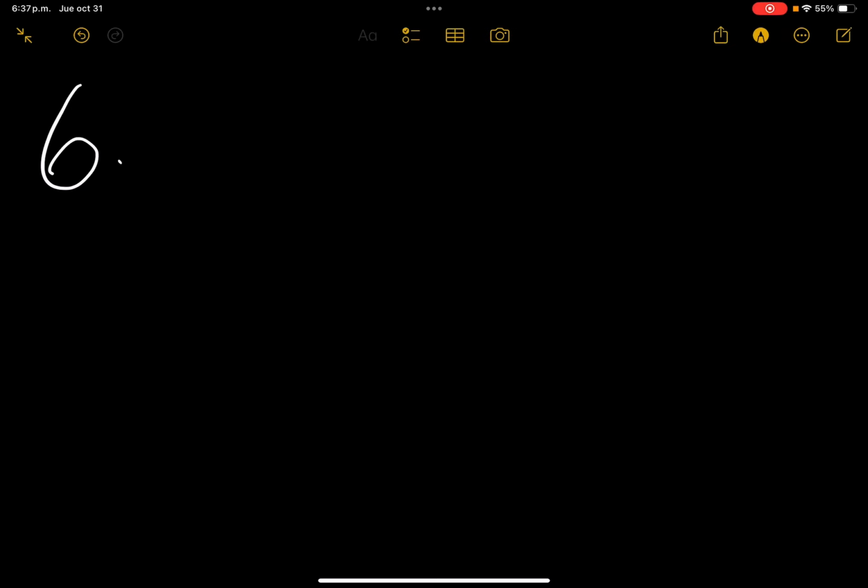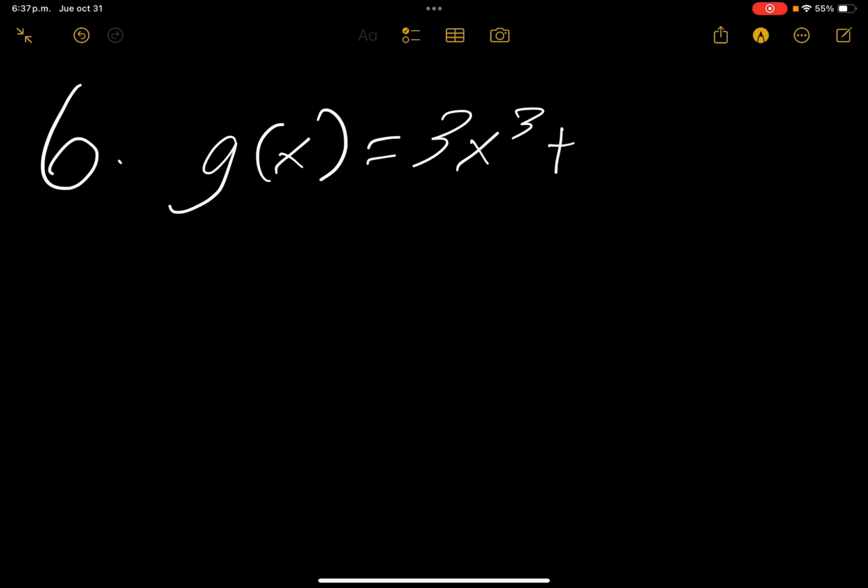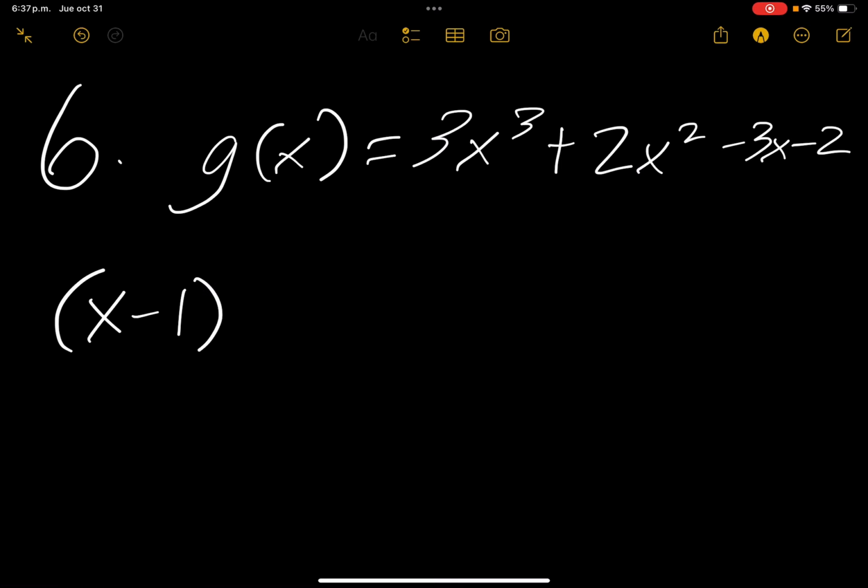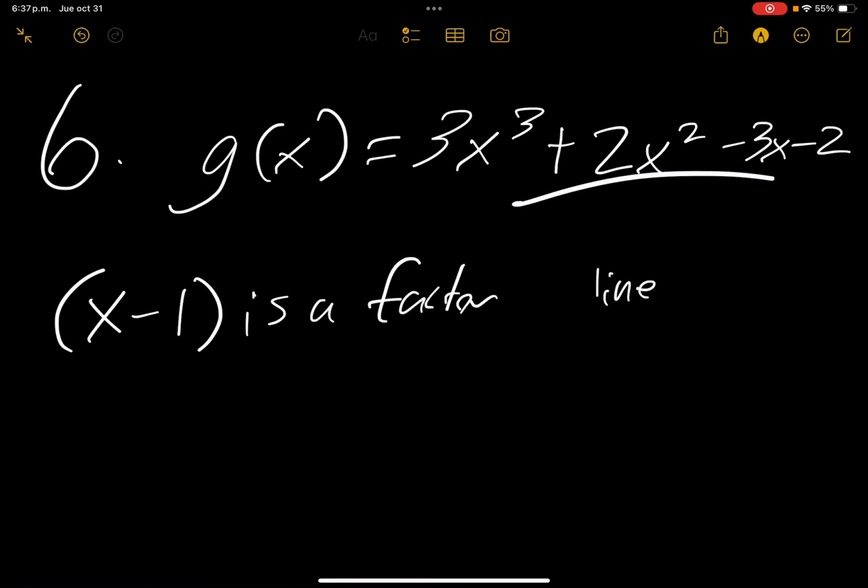Next problem. Let g be a polynomial function. G is equal to this: 3x to the third plus 2x squared minus 3x minus 2. And then it says x minus 1 is a factor. And it says to write this as a product of linear factors.